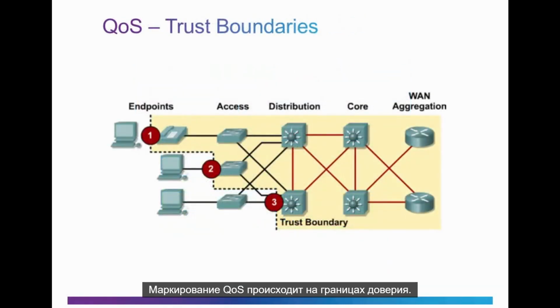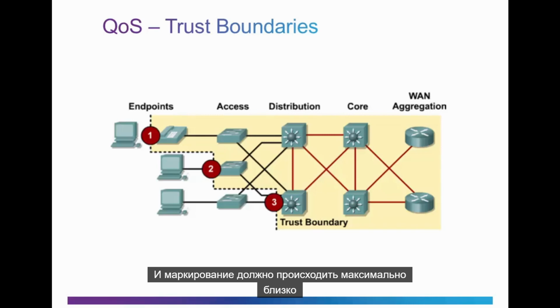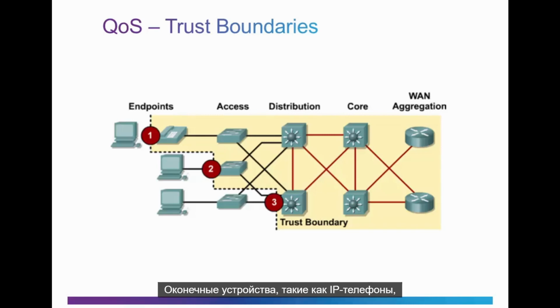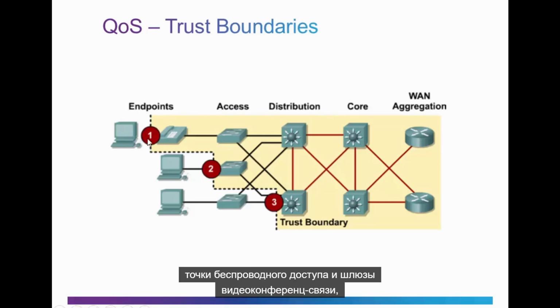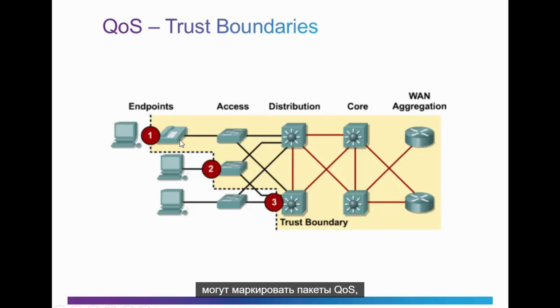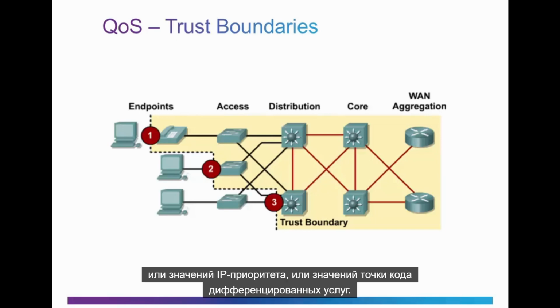QoS marking happens at trust boundaries, and marking should happen as close to the source as possible. Endpoints like voice over IP phones, wireless access points, and video conferencing gateways have the ability to mark QoS packets, as indicated in number 1. Traffic can also be marked using Layer 2 switches, as in number 2, or at Layer 3 using Layer 3 switches and routers. As packets travel across the network, the remarking of the traffic can be necessary. The remarking of class of service values, or IP precedence values, or DSCP values.